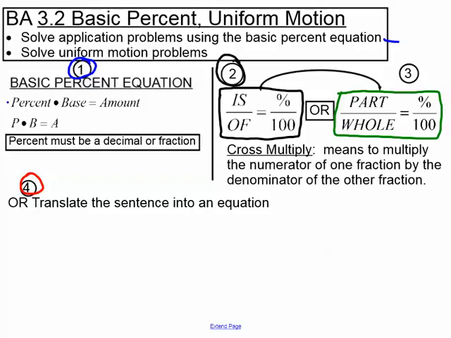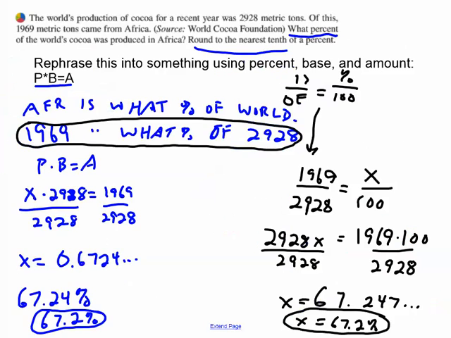Another way that I approach it is in the black, number 2: is to of, as percent is to 100. Do the cross multiplication and solve that way. Either way, you get to the same answer. Number 3 is kind of a different approach from number 2, but essentially the same: part is to whole as percent is to 100. Either way. So let's go forward to another example.